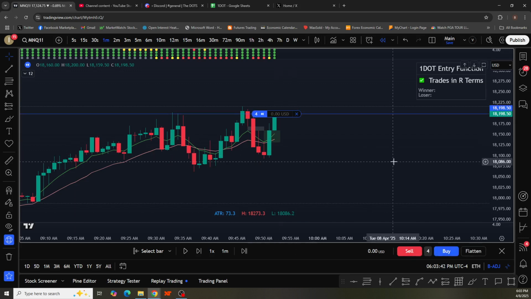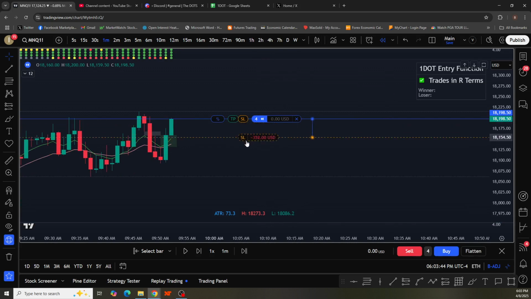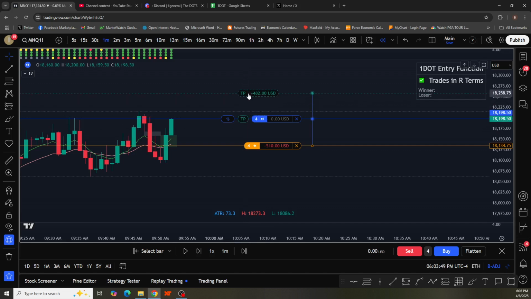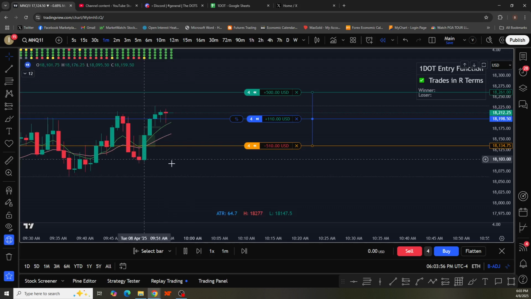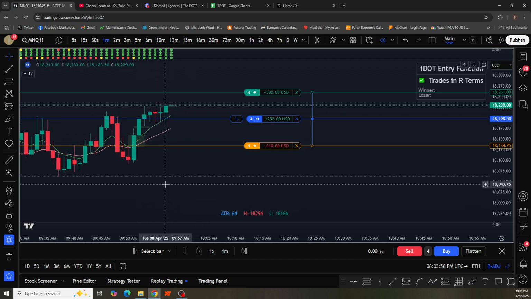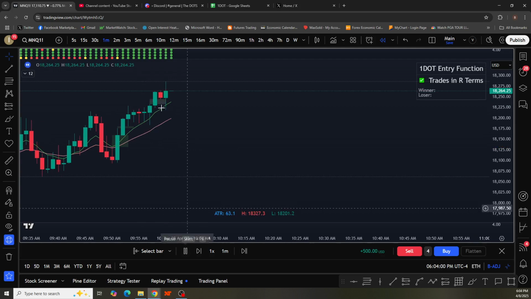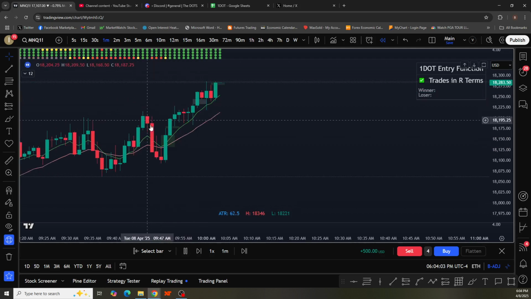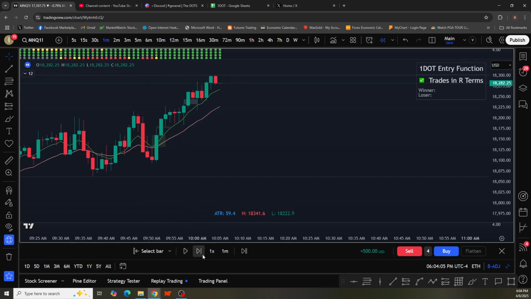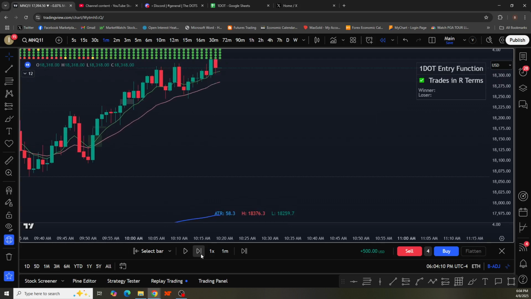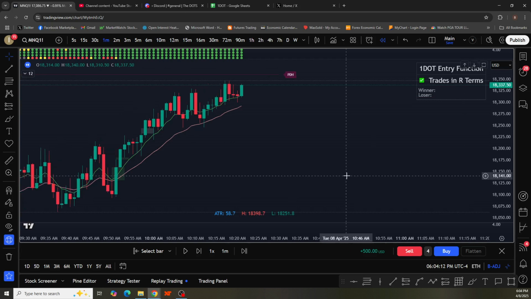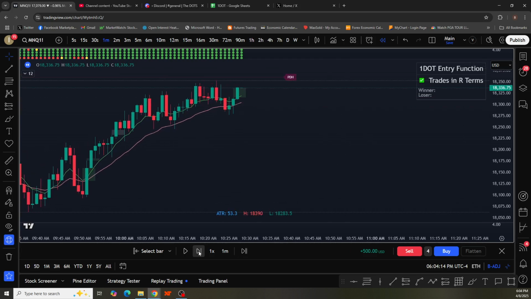So you're long. 500 is your stop. That's close enough. 500 is your stop. I'm sorry, is your target. So this is blindly trading the one dot entry function. That's it. Nothing else to think about. So this trade is a winner. So first trade loser, second trade winner. So you are up 0. So let's just go to the next setup.